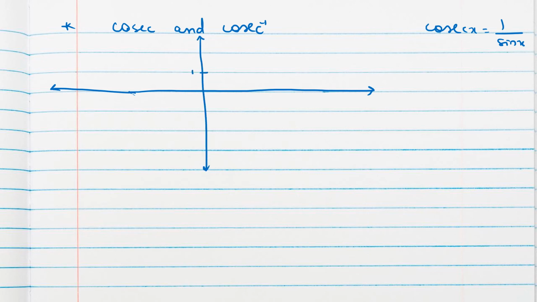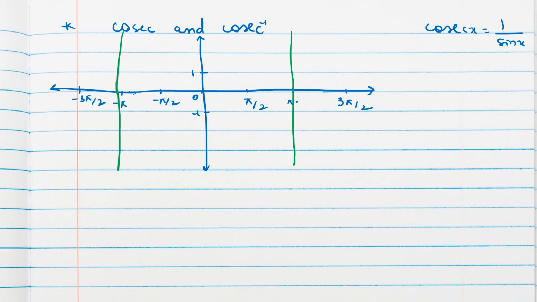So suppose this is 0, this is minus 1, pi by 2, pi, 3 pi by 2, minus pi by 2, minus pi, minus 3 pi by 2. So for all integral multiples of pi, it becomes undefined.